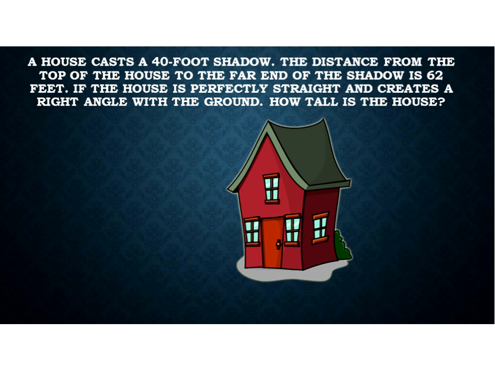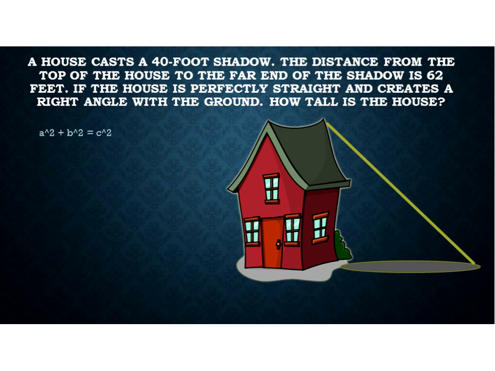Another question you'll see on your DBA and your test is a word problem that you have to get the information from and solve using the Pythagorean theorem. So an example here: a house casts a 40-foot shadow. The distance from the top of the house to the far end of the shadow is 62 feet. If the house is perfectly straight and creates a right angle with the ground, how tall is the house? Something that helps here is drawing a picture. We know that the shadow is 40 feet, and we know that the distance from the top of the house to the end of the shadow is 62 feet. So this picture can help us visualize this.